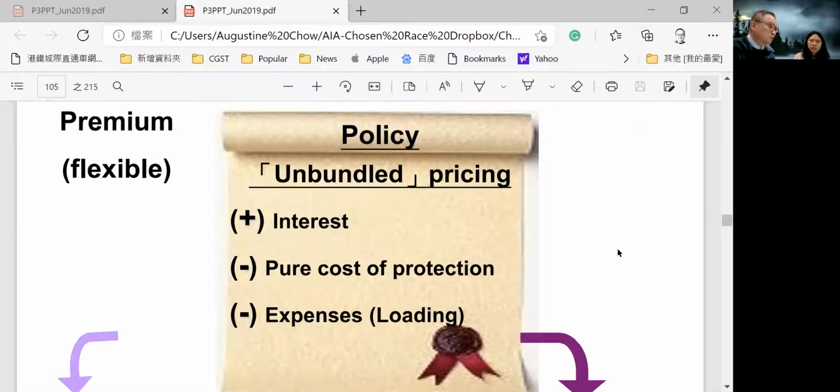So you get flexibility on your premium payment. Particularly when you're young, you want to invest $500 a month into this unit link, and then you invest this $500 into a unit trust, and then you will only be charged the cost of insurance. That is a universal life policy.